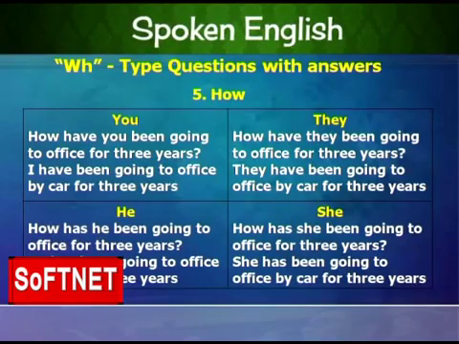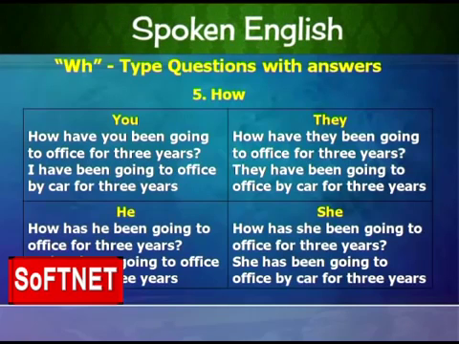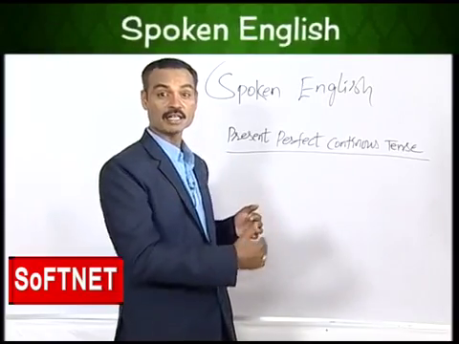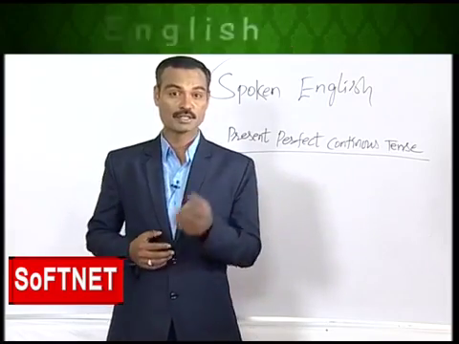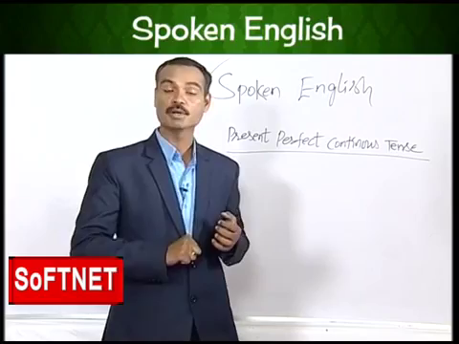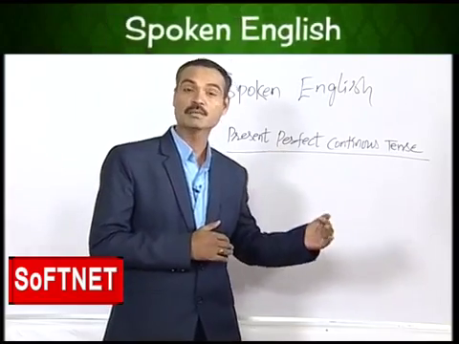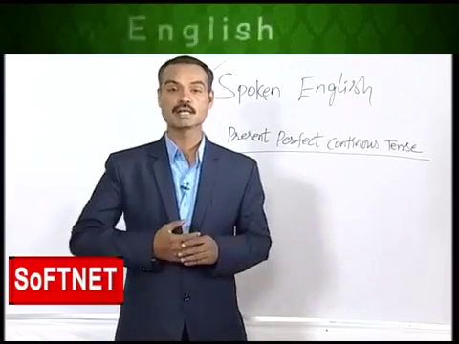Friends, how have you been playing tennis with Sania Mirza since 4 o'clock? How have they been playing tennis with Sania Mirza since 4 o'clock? How has he been playing tennis with Sania Mirza since 4 o'clock? How has she been playing tennis with Sania Mirza since 4 o'clock? See, like this. Answers: I have been playing tennis well, they have been playing tennis well, he has been playing tennis well, she has been playing tennis well.